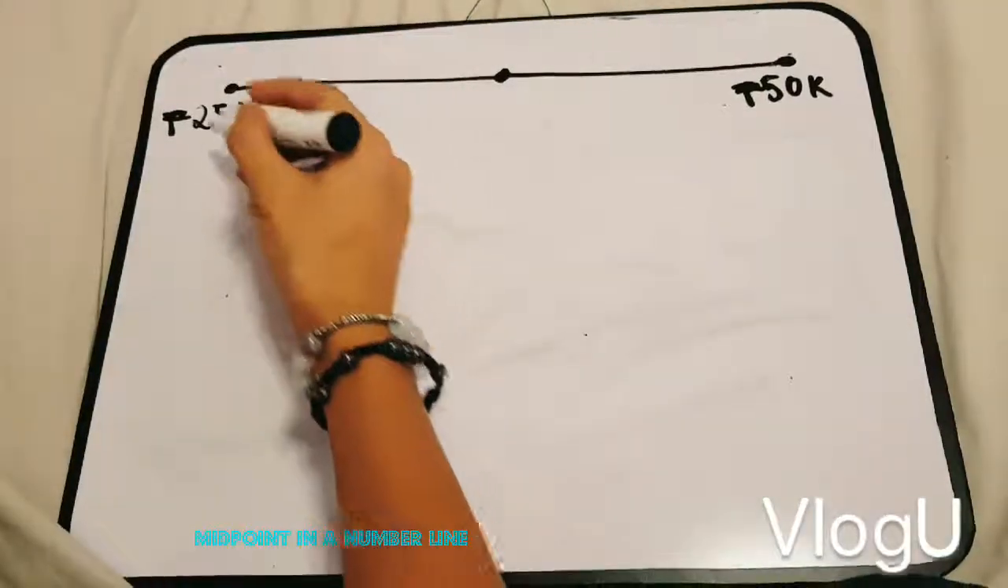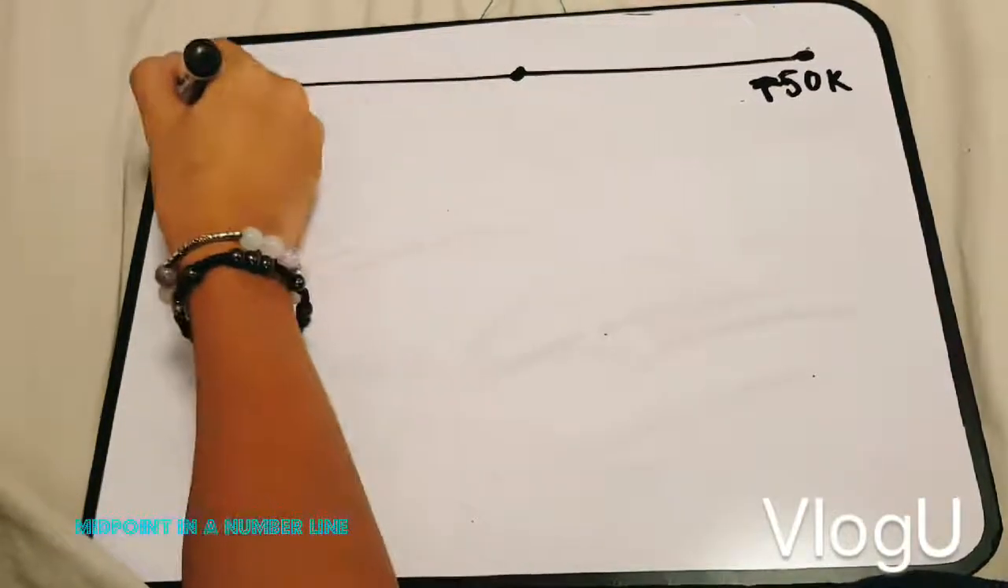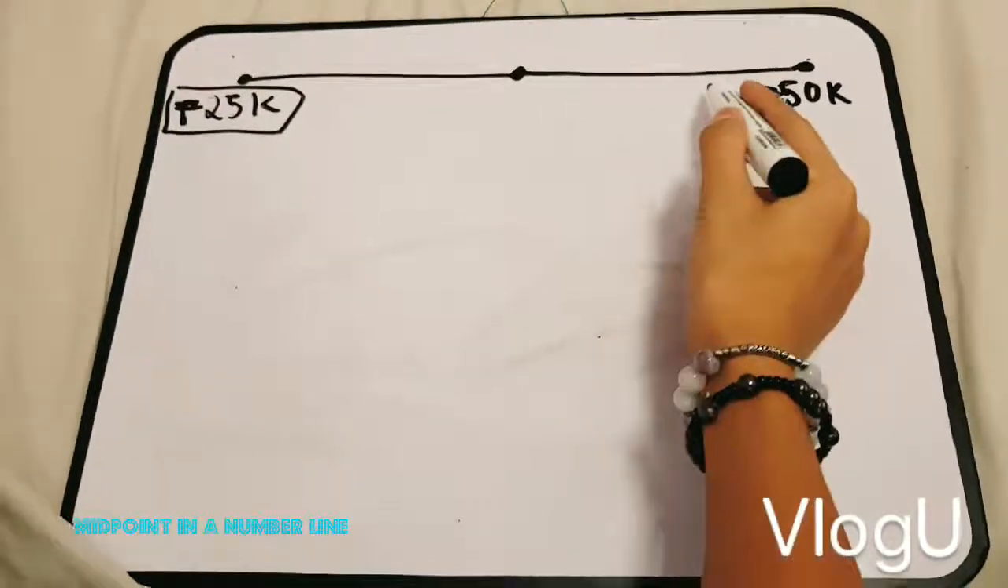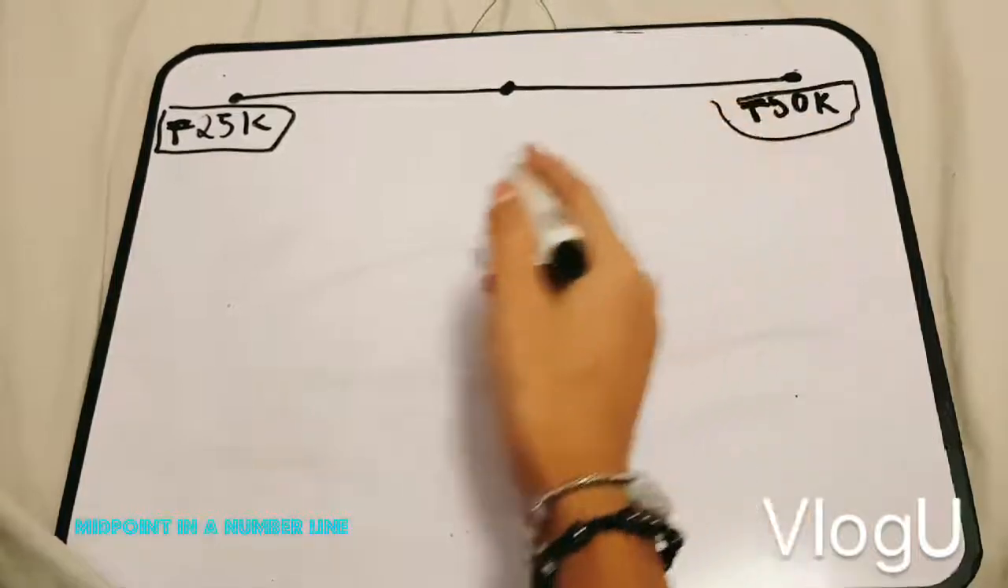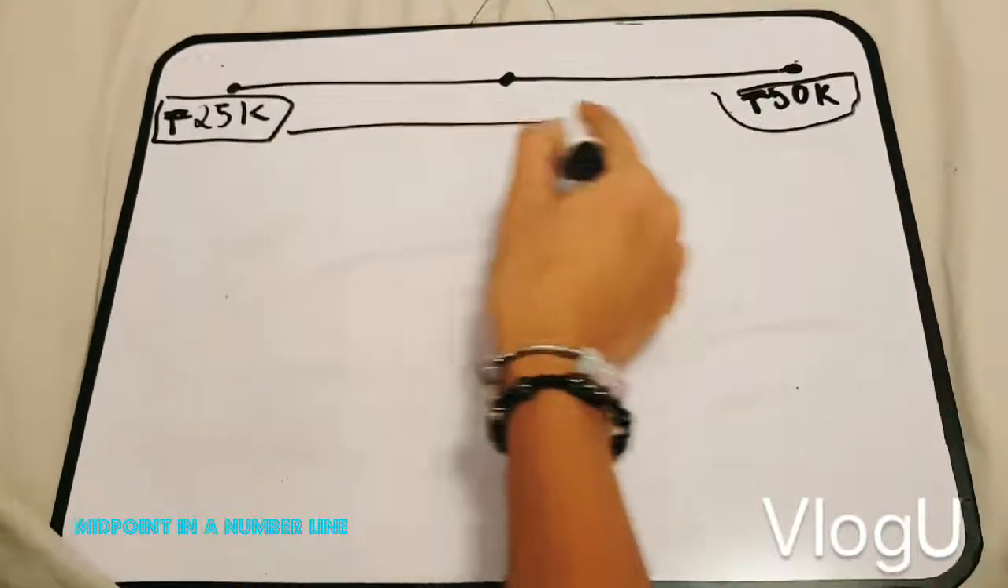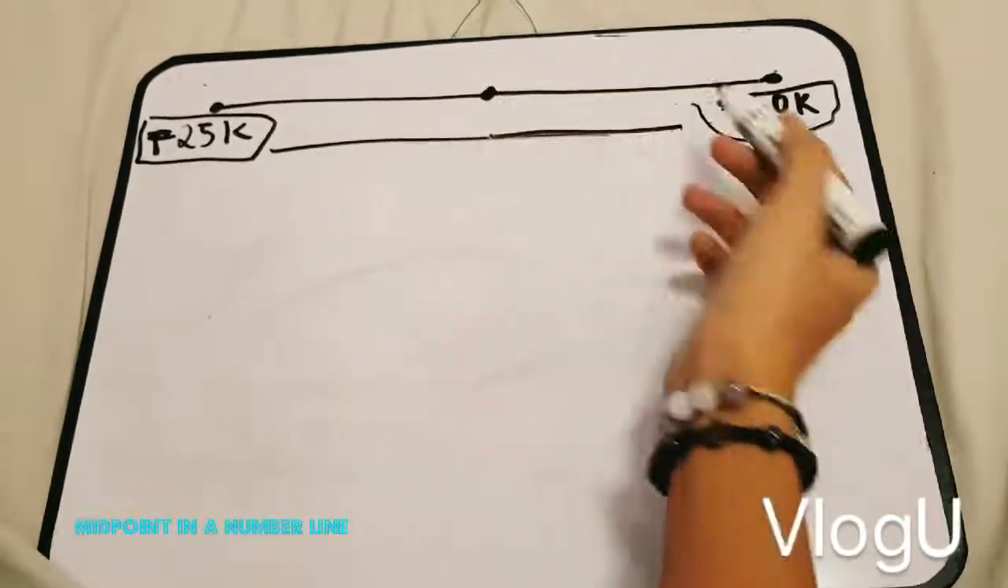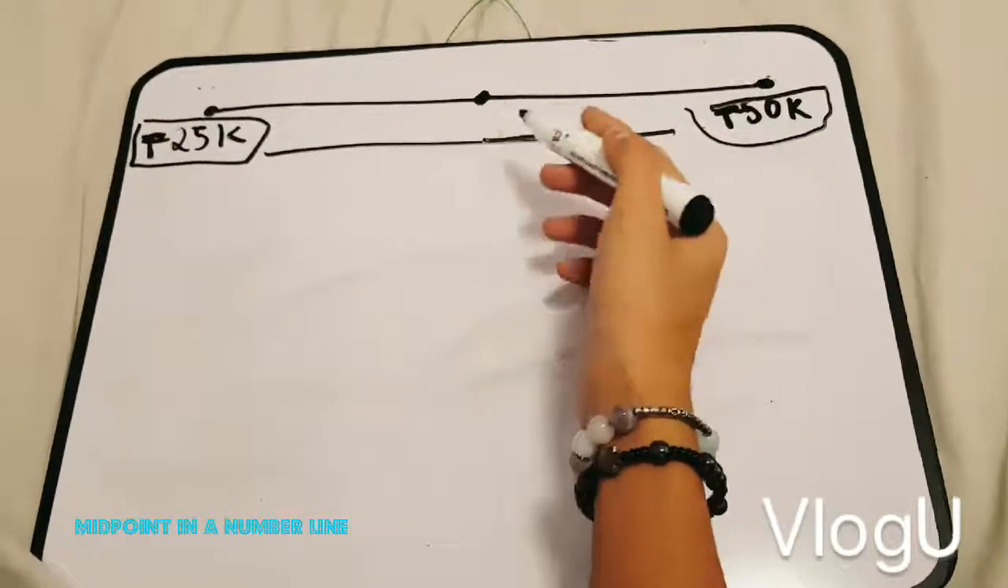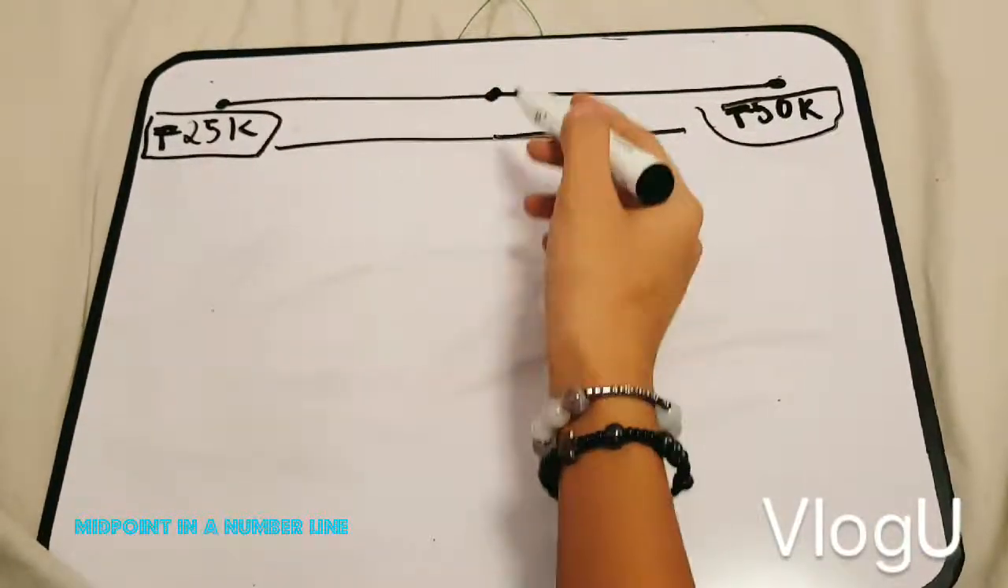If Yasmin has 25k pesos and LJ has 50k pesos, if they decided to combine their money and split it into 2, how much will each of them get?